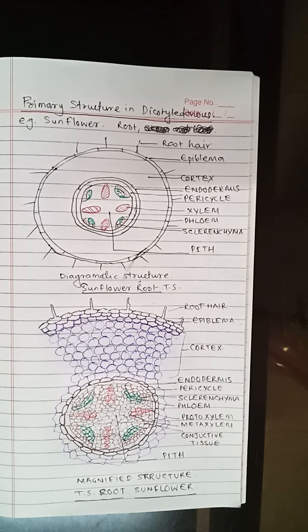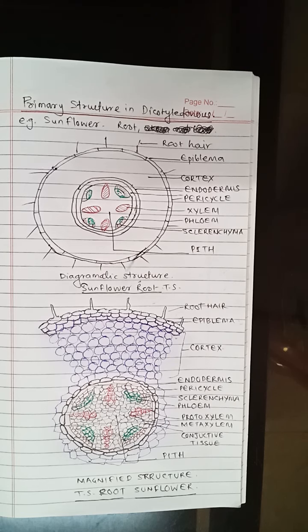Then the last part, that is pith. This is the central parenchymatous structure. The pith consists of a central part made up of parenchymatous cells. It is very small in size. In the young condition it is parenchymatous, while in a later stage it changes to thick-walled tissue, that is sclerenchyma.